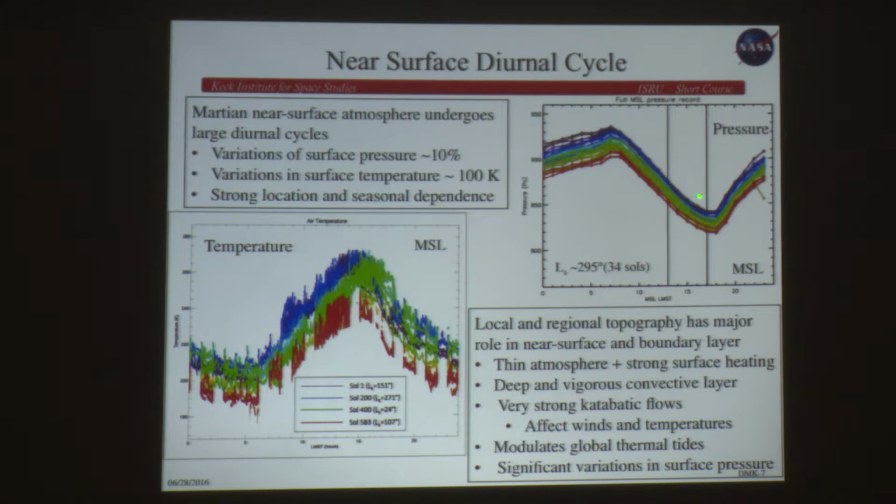And going from blue to red, you can see the seasonal evolution, but superimposed on it, you can see the diurnal cycle here. This is over an entire day from midnight to midnight. And you can see that there's this very large pressure deviation, which is similar but not identical day to day. There is weather on Mars.